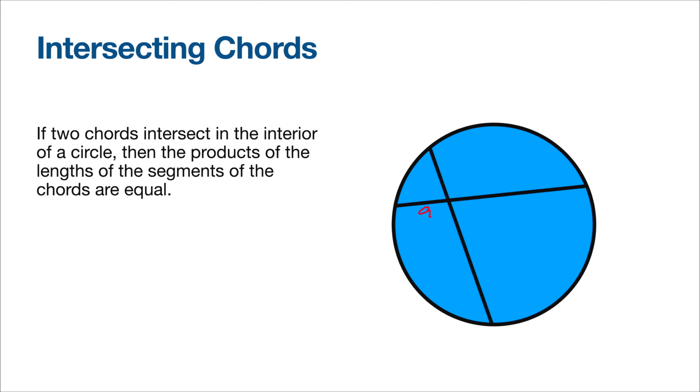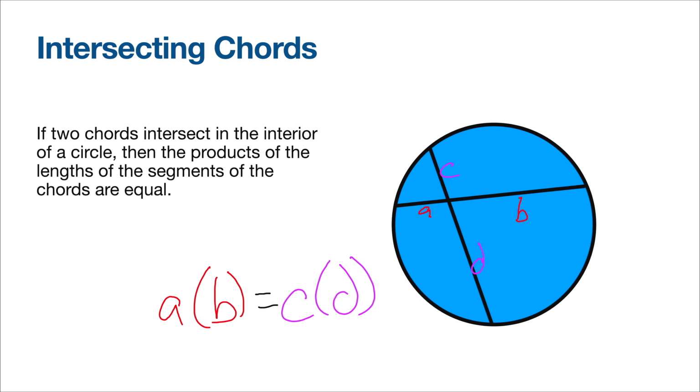So basically, if I said that this is A, this is, let's rewrite that, B. I'm going to make these purple, C, and D. Then the basic rule is this. A times B is going to equal C times D. So the part of the chord times the other part of the chord is equal to the part of the other chord times the other part of, well, the other chord. Sounds really great, but we're going to practice this a couple times too.